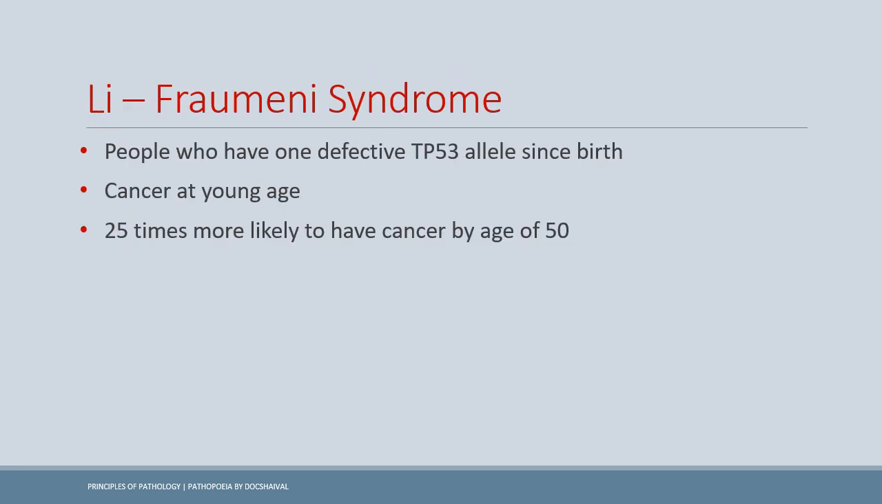Now, as we have seen in the retinoblastoma gene, people who have both alleles defective are predisposed to retinoblastoma in their life, and also have a risk of other types of tumors. The same applies when the TP53 allele that produces the P53 protein is defective. If one allele is defective, it leads to a syndrome called Li-Fraumeni syndrome, which presents with cancers at a young age, and these people are 25 times more likely to have cancer by the age of 50.